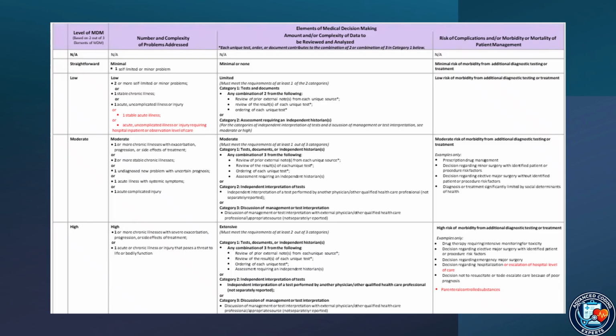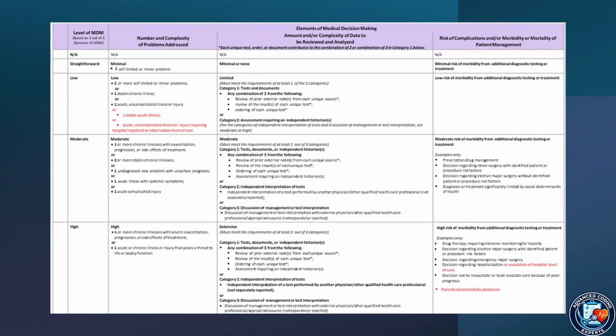A unique test, think of it as a CPT code. So each test with a different CPT code, that counts as a unique test. Remember, if you are ordering a test, you cannot get credit for both ordering and reviewing because AMA states that if you are ordering the test, it is assumed that you are going to want to review the results.